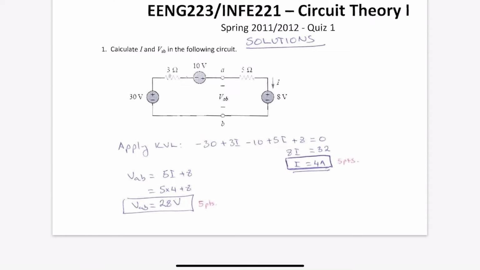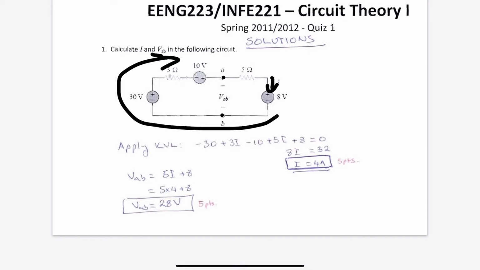KVL and KCL. And we're going to be solving this question. As you can see in front of you, we have a simple solution. It's already solved. I'm just going to discuss the question with you and give you some insights about what is going on in this picture. First of all, the question tells us to find I and VAB. VAB is the voltage between point A and point B. For I, it's the current passing through this circuit all the way like that.